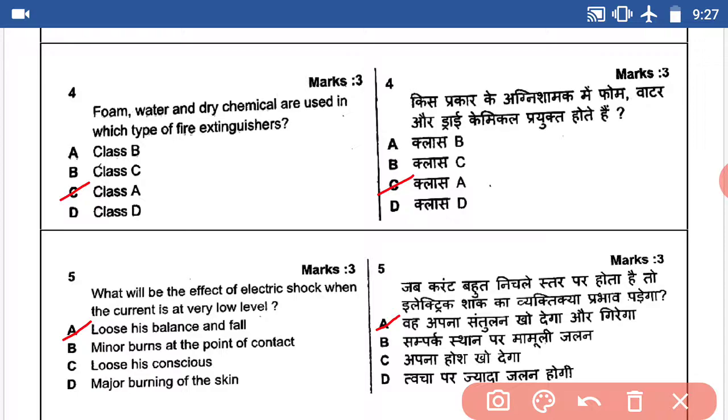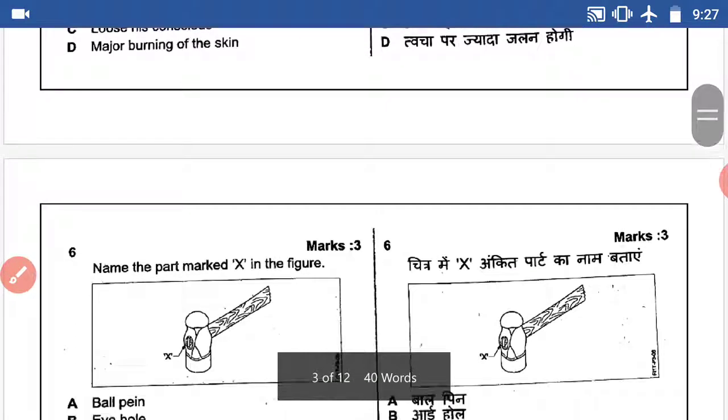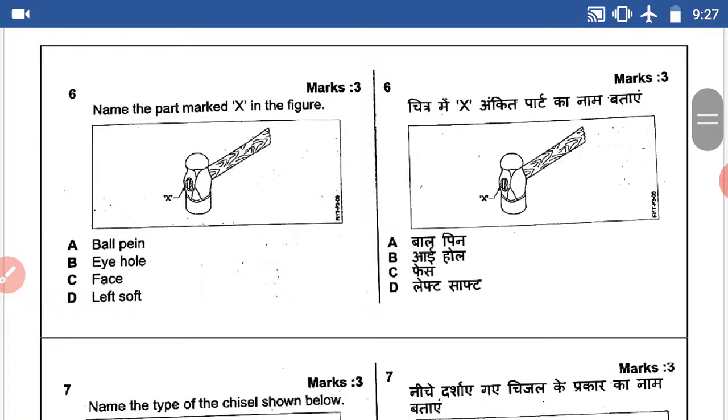Question number 6. Name the part marked X in the figure. This image is a flat hammer. This X mark name is eye hole. This question answer: eye hole. Answer B.